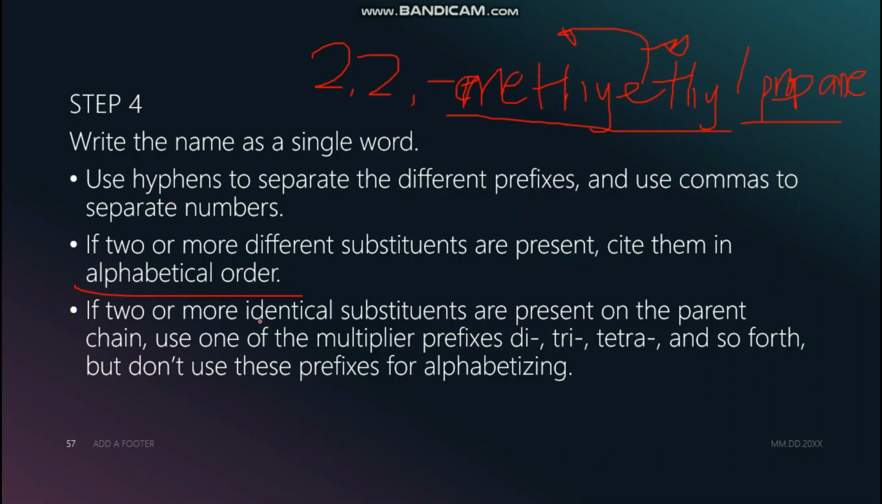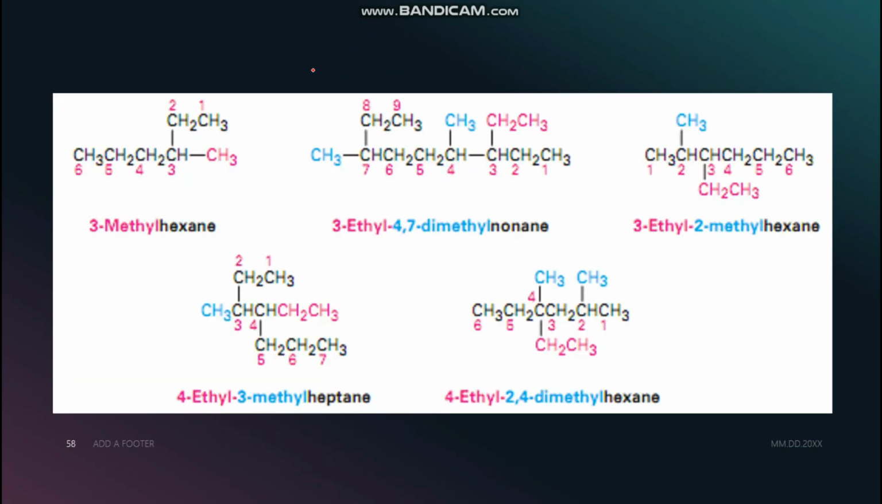Now, if 2 or more identical substituents are present on the parent chain, use one of the multiplier prefixes di, tri, tetra, and so forth. But don't use these prefixes for alphabetizing. Kunyari, we have, ito na lang muna ang gamitin natin. 3-methyl hexane. Okay, so 3-methyl hexane.